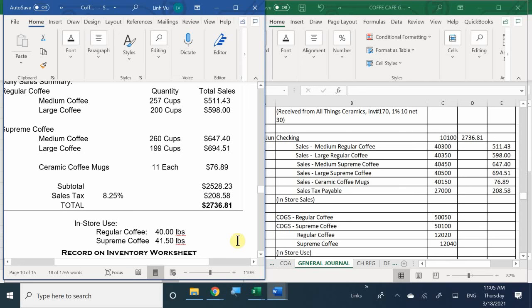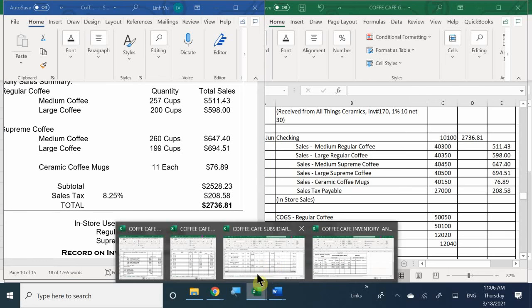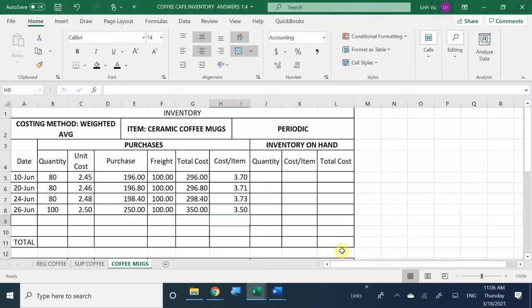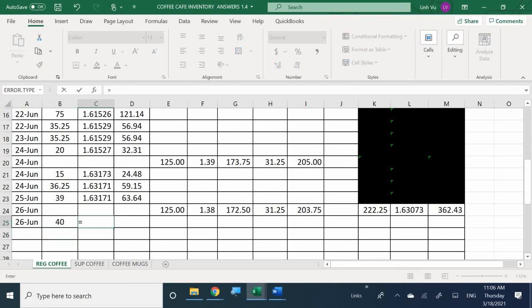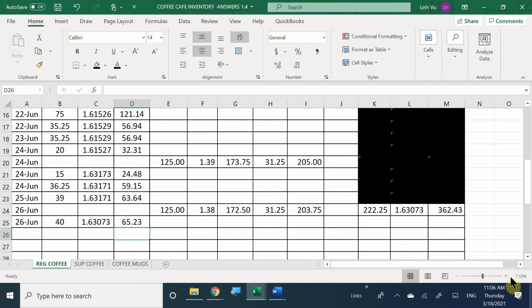Cost of goods sold. So here we used 40 pounds of the regular coffee and 41.5 pounds of the Supreme coffee. So let's enter that into the inventory worksheet. Once again, I'm going to go to my regular coffee. On 6/26, we used 40 pounds at a cost of 163, because we added our new inventory, so it jumped up to 163. So what is going to be my total cost of goods sold here? $65.23. Good.